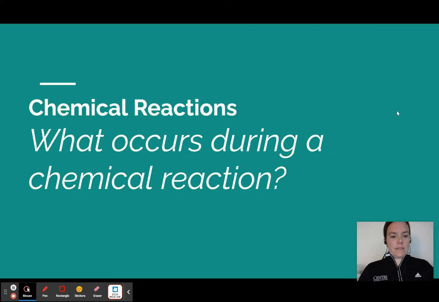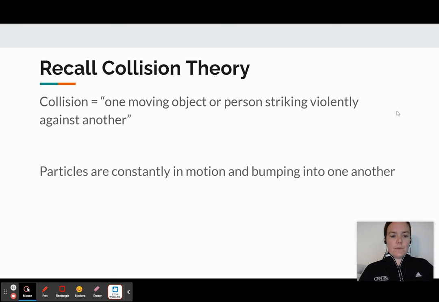So, skipping over this stuff to get started, what occurs during a chemical reaction? To review some things, we started off our discussions on chemical reactions by looking at collision theory, which is the idea that all molecules and particles are constantly in motion and they are constantly striking into each other and bouncing into each other. Now, I want you to try and remember what are the 2 things that must occur for those collisions to result in a productive reaction.